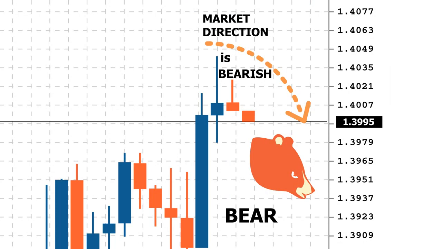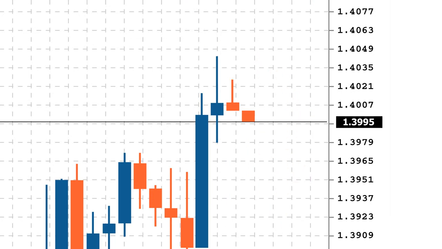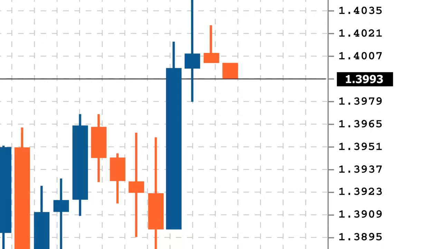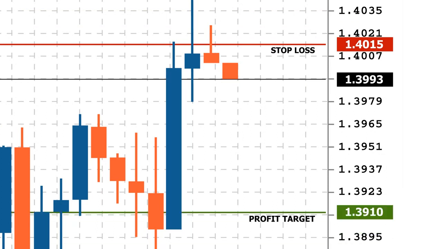So let's trade again. From here the process is the same as before. The only difference is that since we're selling Euro-US dollar, it is in our advantage that the price is falling. In this case, the US dollar is getting stronger. The price now is 1.3993. You set your stop loss at 1.4015 and your profit target at 1.3910.